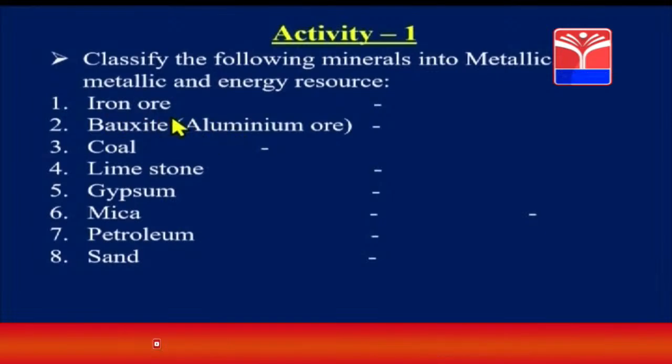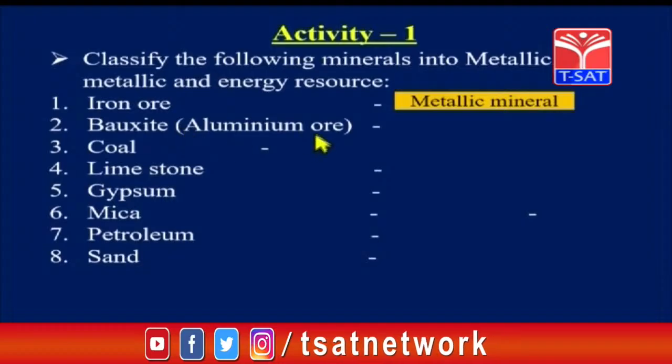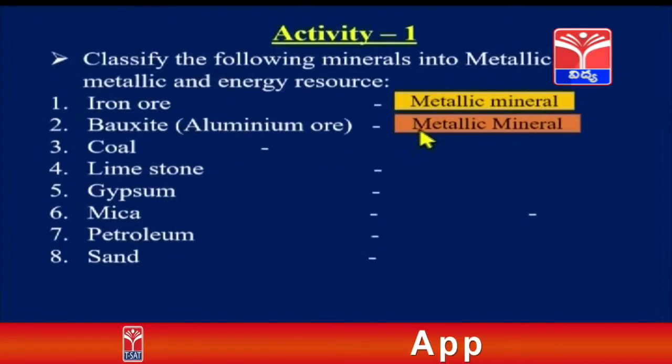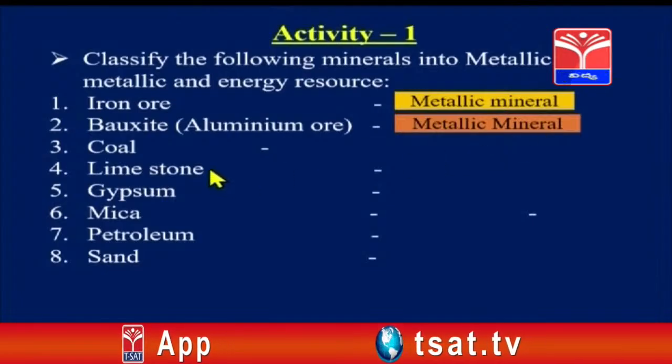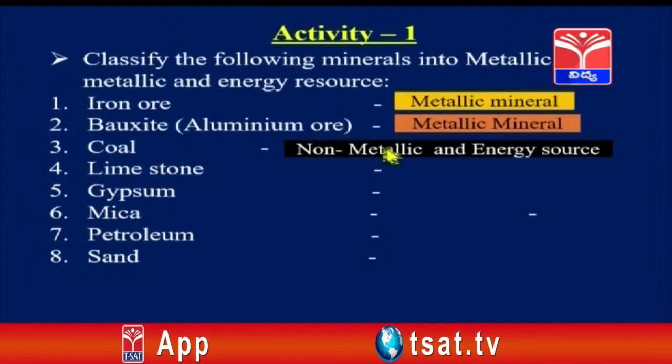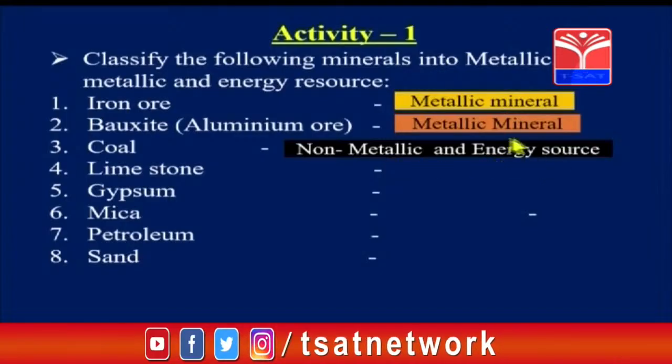What is iron ore? Iron ore is a metallic mineral. Yes. And bauxite. Bauxite is aluminium ore. So what is that? It is also a metallic mineral. And then next, coal. Coal is non-metallic as well as an energy source. It is not only a non-metallic mineral but also an energy source.